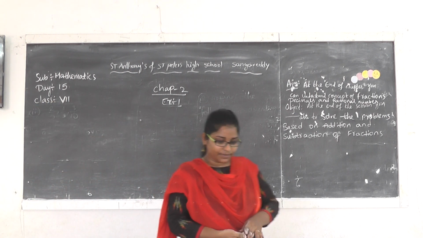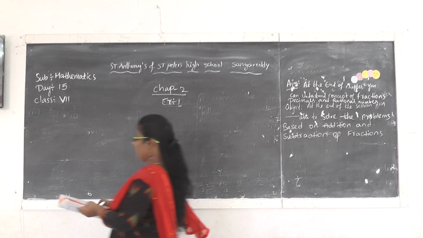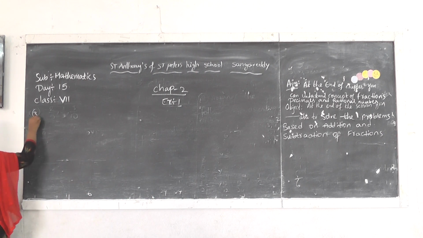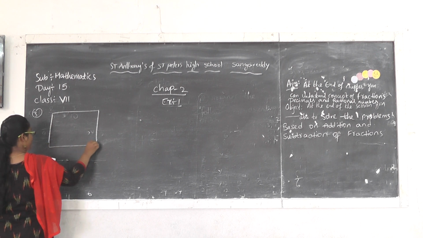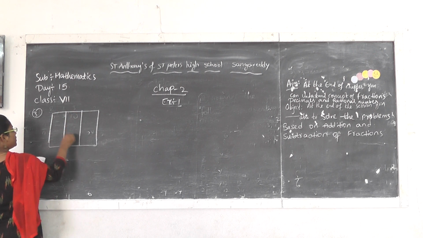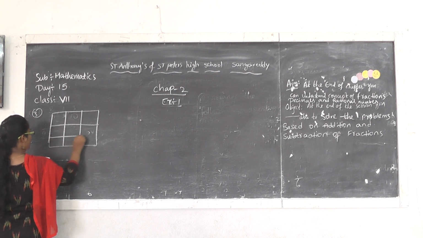Okay, in the third bit, one square was given. It was divided into 3 rows and 3 columns.